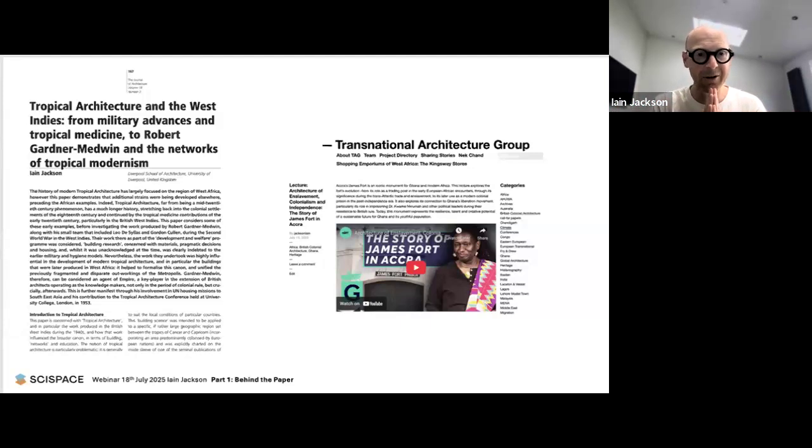I mean, look at that paper, look at the title. Tropical Architecture in the West Indies, from Military Advances and Tropical Medicine to Robert Gardner Medwin and the Networks of Tropical Medicine. It's a terrible title. It's my early attempt at search engine optimization by including every single keyword in the title. Very unattractive. Dreadful title, no hook, no interest. It's boring. I'm surprised anyone's read it.